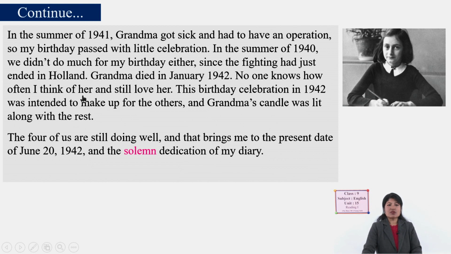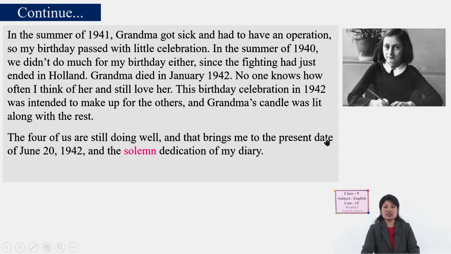"No one knows how often I think of her, I still love her." So she used to love her grandma very much. And her birthday celebration in 1942 was intended to make up for the others, and grandma's candle was lit along with the rest. It means her grandma passed away and people wished for that. She could not celebrate her birthday properly. The four of us are still doing well, four of her family members.